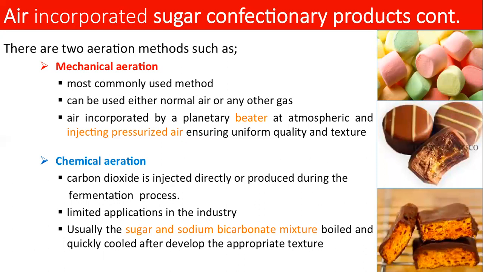You can calculate the number of air bubbles per square inch area. Then you can see different numbers of air bubbles, different sizes are there. But anyway, air has been incorporated in this product. So here also, you can get this type of texture by using a sugar and sodium bicarbonate mixture. When we increase the sodium bicarbonate amount, then you can get more air bubbles, right?